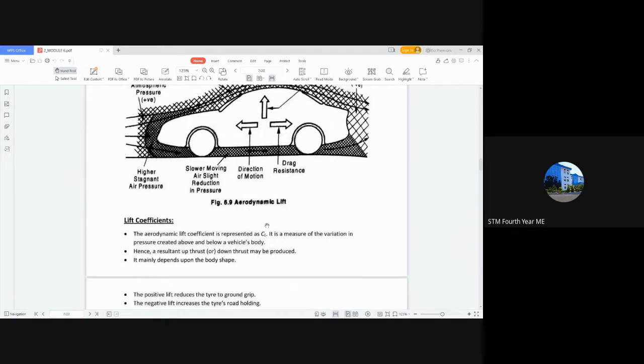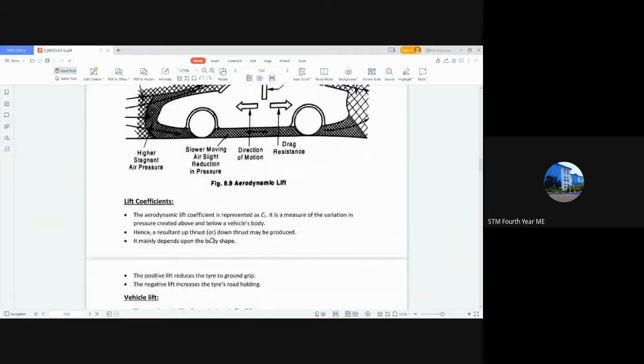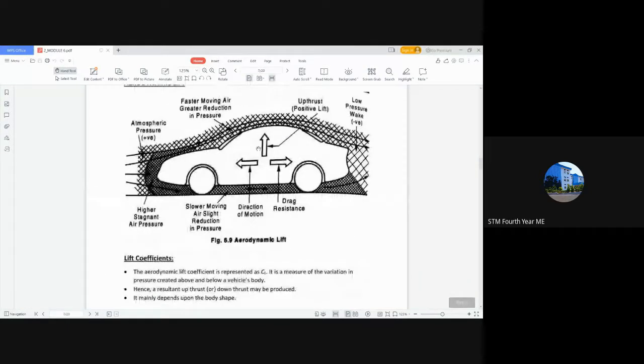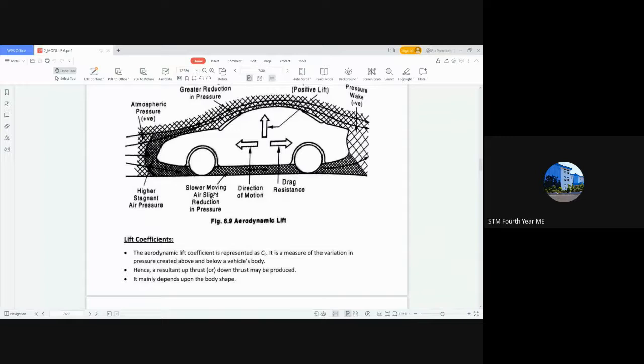Obviously the lift coefficient value must be lower to reduce the lifting up of the vehicle. You can see here the positive lift reduces the tire to ground gap. So if there is a positive lift, the vehicle lifts up, and that will reduce the stability of the vehicle.